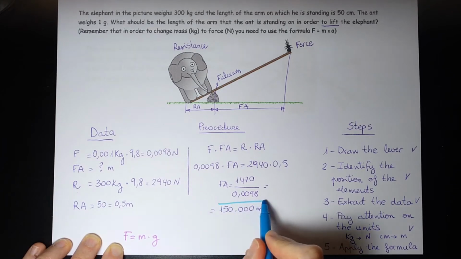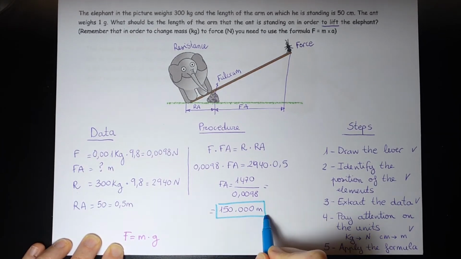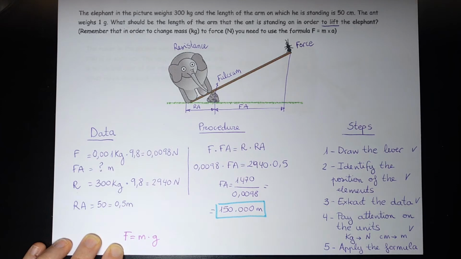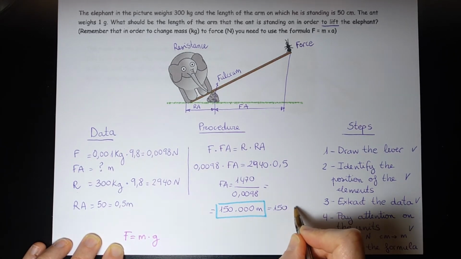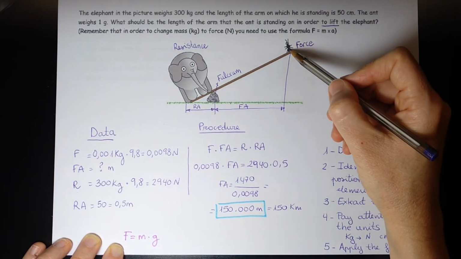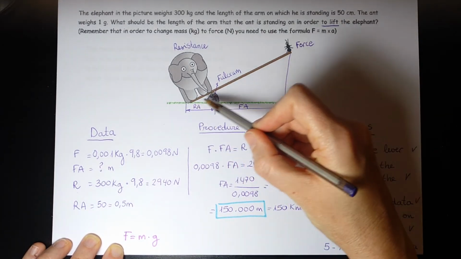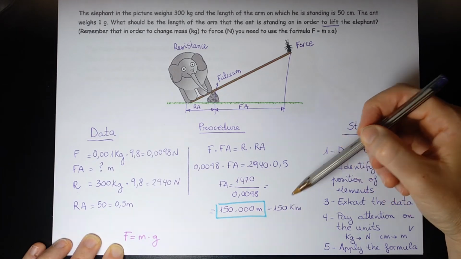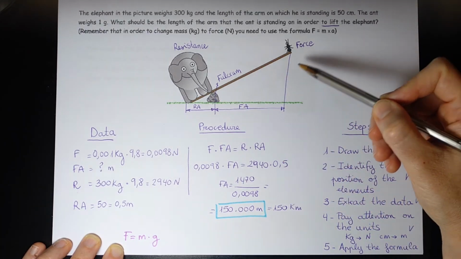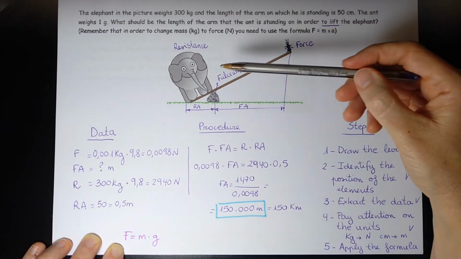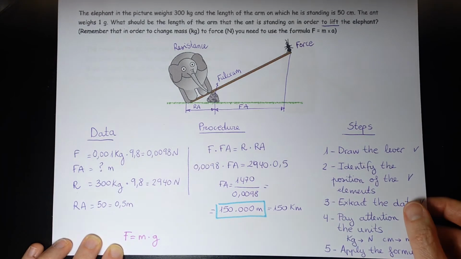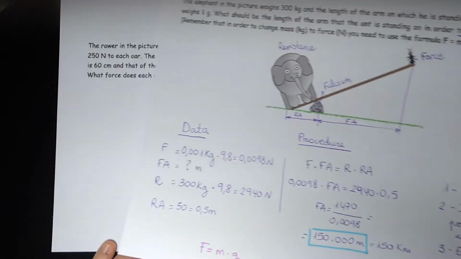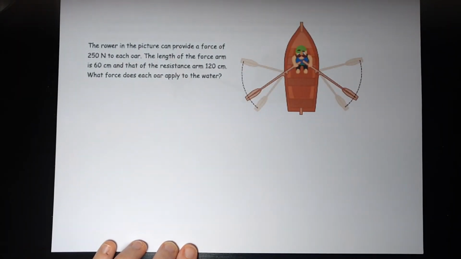You have finished. But if you want to make sure that you understand it well, we can convert this into kilometers. It means the ant needs a lever with a 150 kilometers long force arm to be able to lift the elephant. Awesome! Okay, if we move to another one, we can see here a rower.